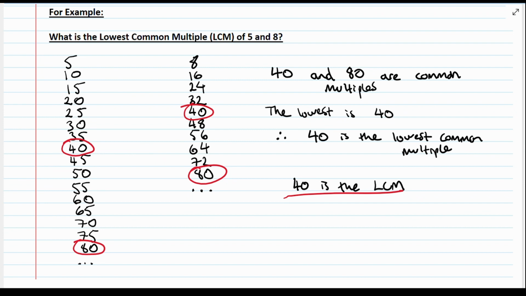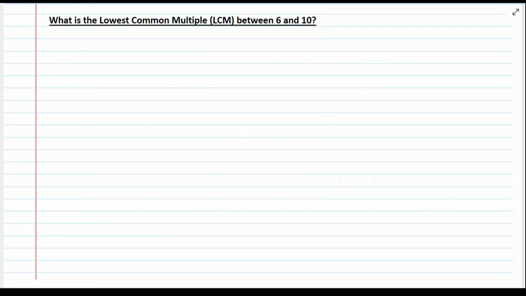So there will be an infinite number of common multiples between any two numbers. But the whole point of the LCM, the lowest common multiple, is that you are looking for the lowest valued multiple between the two. So in this case, between 5 and 8, the LCM is 40. Let's look at another example.